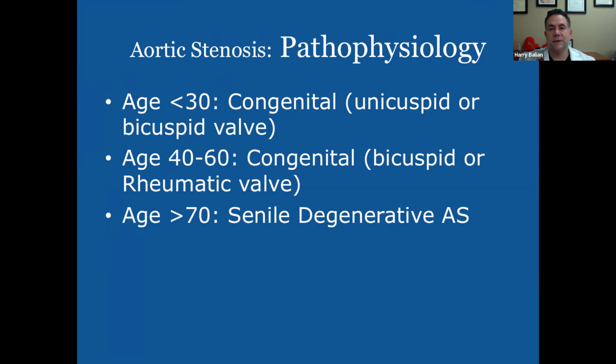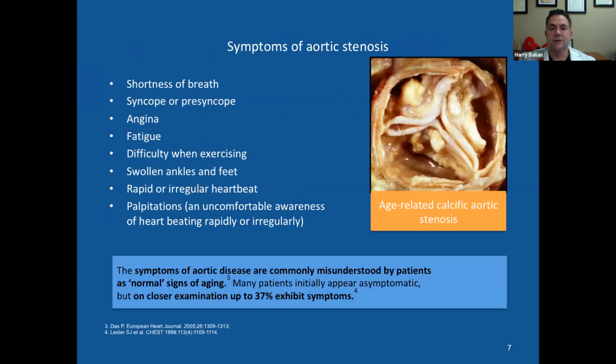But the most common form in which aortic valve stenosis progresses is what's called senile AS, where people get aortic stenosis as they get older. In fact, 80% of patients in their 80s have some level of aortic stenosis. So looking at some of the symptoms of AS: shortness of breath, syncope, angina, fatigue, difficulty when exercising, and also bipedal edema. So a lot of the signs and symptoms of heart failure.